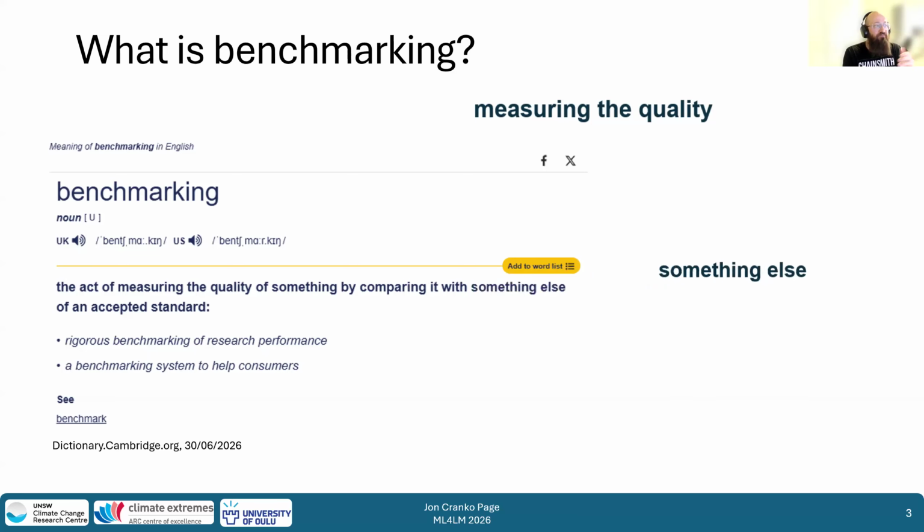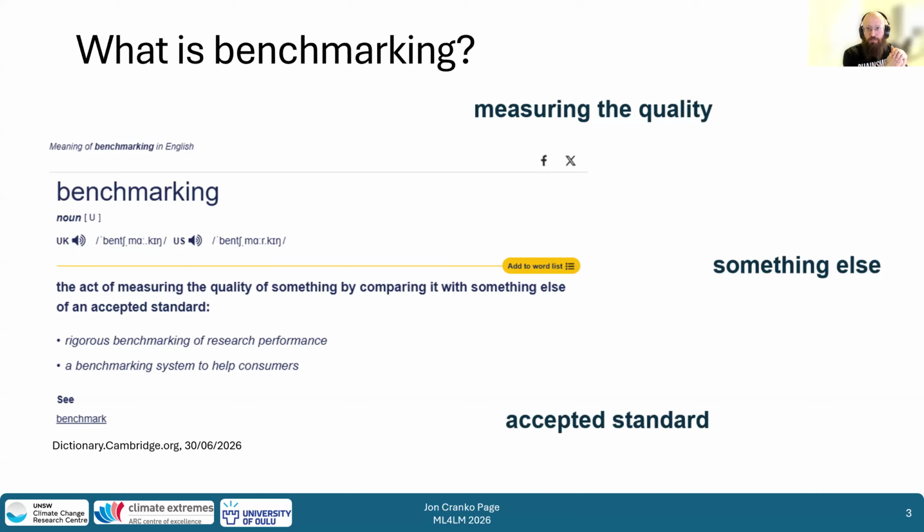So how good is it? And importantly, you're measuring it against something else. You can't compare it to itself in any way. And then this something that you're comparing it to has to be of an accepted standard. So is benchmarking just comparing one model to another or to observations? Or actually, to get an accepted standard and for it to truly be something else, do we need to bring in some other form of performance measure?